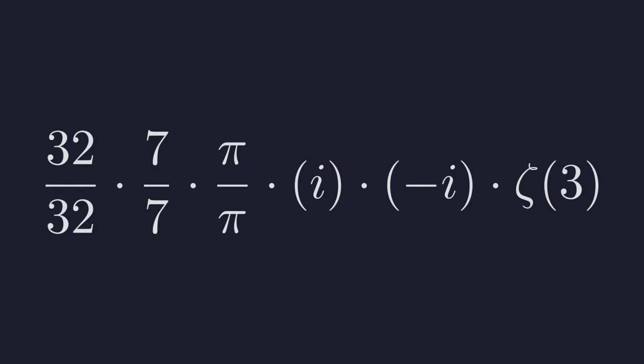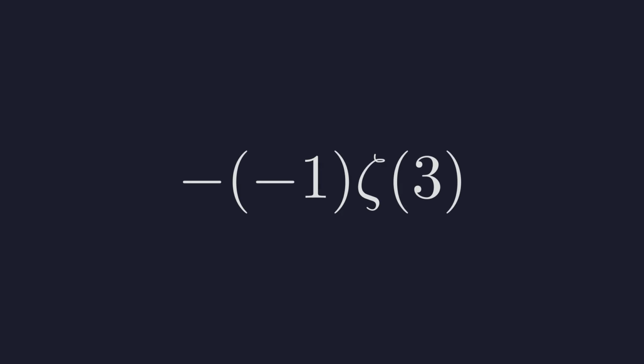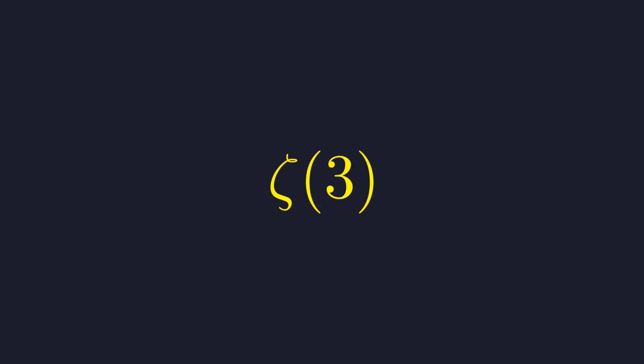The constant factors cancel: the 32, the 7, and pi, leaving the imaginary unit times negative imaginary unit times zeta of 3. This simplifies to negative imaginary unit squared times zeta of 3. And since the imaginary unit squared is negative 1, we have negative of negative 1, which is positive 1. The final answer is simply zeta of 3, also known as Apéry's constant.